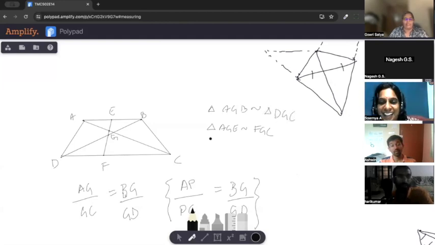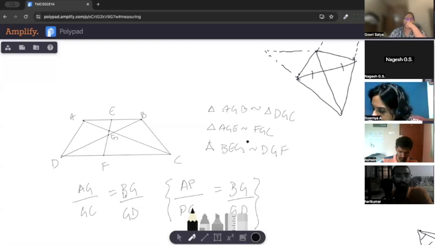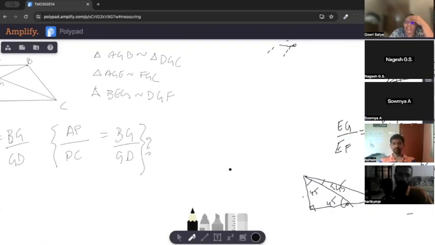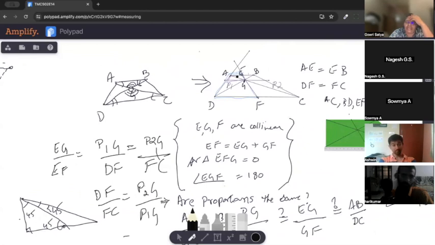One small thing is, we don't know whether BD will pass through G. G is defined as the point of intersection of AC and EF, right? But we don't know whether BD will pass through G. So the proof for this, without looking at it as similar trapezium, is by just extending this and forming this triangle and considering this point as some H. That way we just have to deal with triangle similarity, and that way also we can prove this.